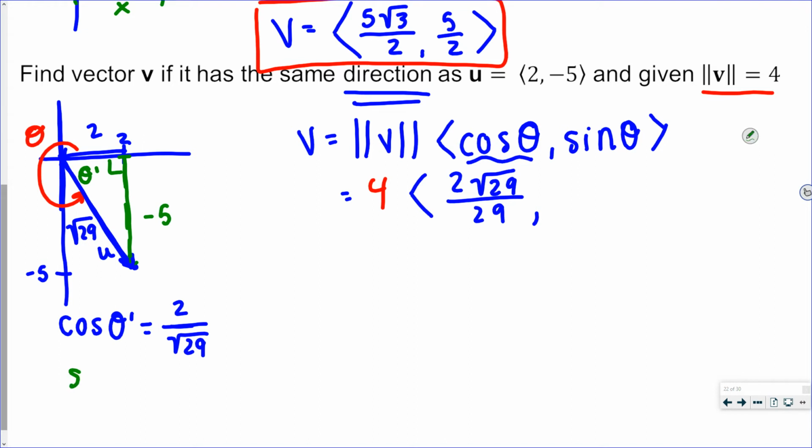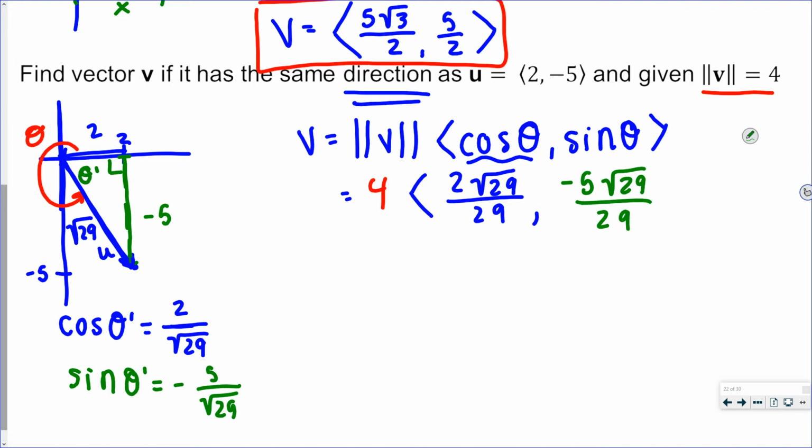Sine of theta, sine of the direction angle. The only problem with getting the actual numerical value is when you go to use your calculator to figure out what the sine and cosine are of that, they're not going to give you these exact answers. So you want to use your picture. Sine of that reference angle would be negative opposite over hypotenuse. So let's go ahead and rationalize that.